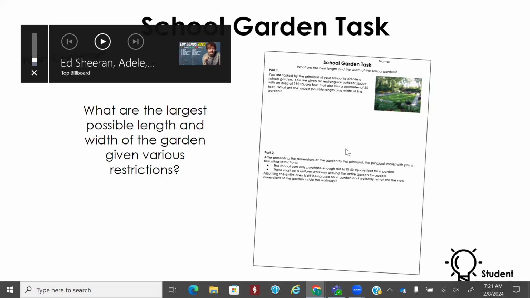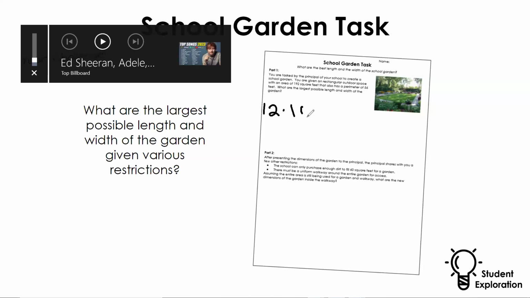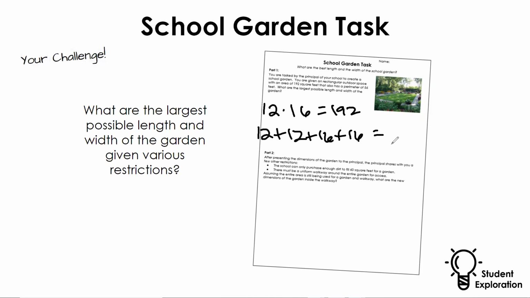So what did you come up with? 12 times 16. Okay, so 12 times 16 gives me what? That gives me 192. And then if I add 12 plus 12 plus 16 plus 16, what does that give me? Gives me 56. Can anybody beat those dimensions? Like you got something bigger than 12 or 16? No. Okay, how did you go about doing that one?